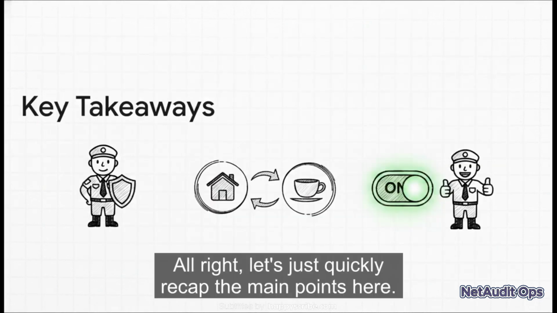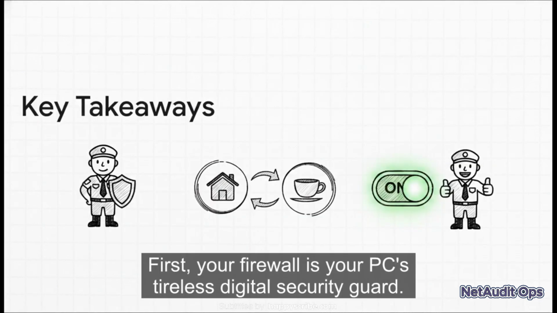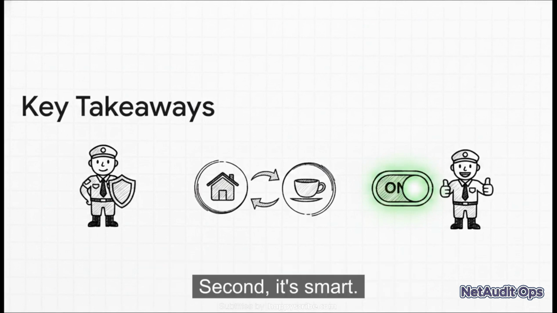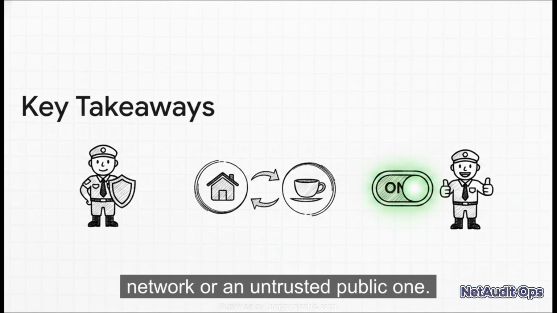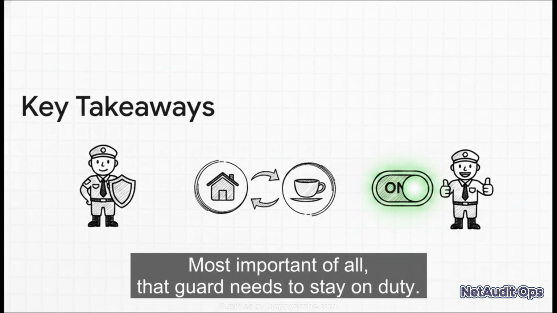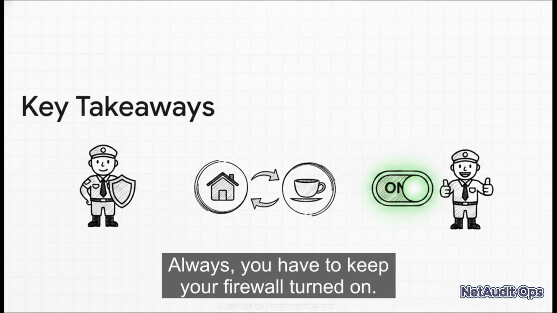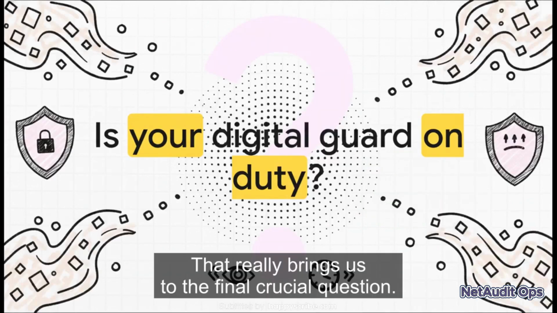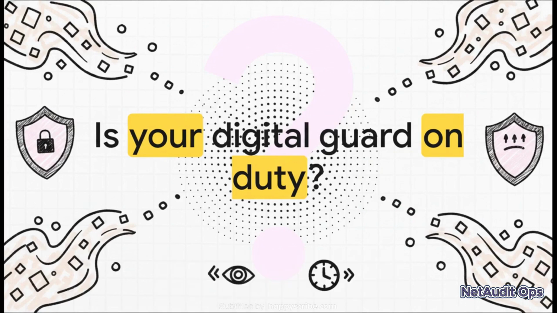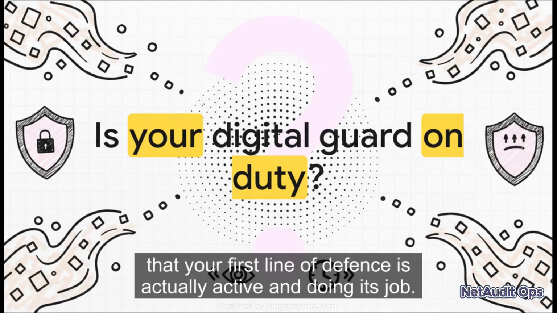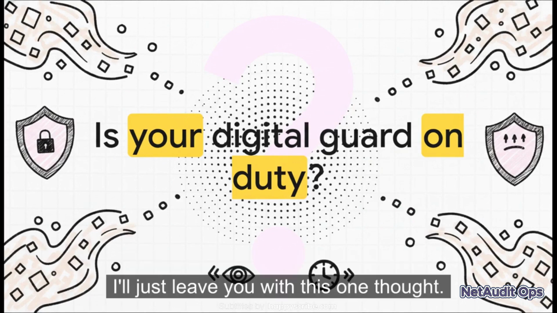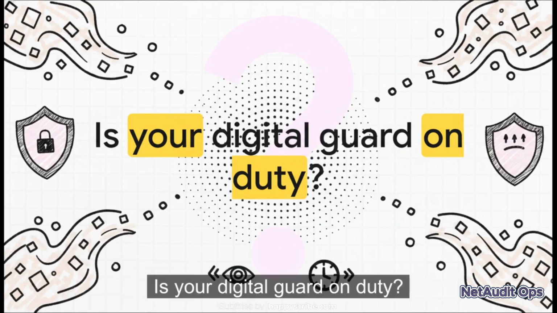All right, let's just quickly recap the main points here. First, your firewall is your PC's tireless digital security guard. Second, it's smart. It uses different rules depending on whether you're on a trusted private network or an untrusted public one. And most important of all, that guard needs to stay on duty. Always. You have to keep your firewall turned on. And that really brings us to the final crucial question. It only takes a few seconds to pop into your settings and just make sure that your first line of defense is actually active and doing its job. So I'll just leave you with this one thought. Is your digital guard on duty?